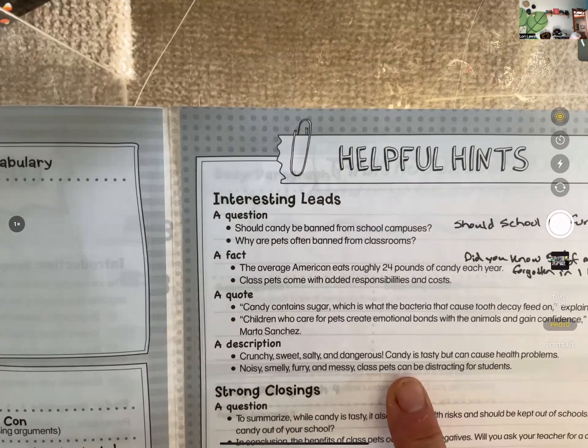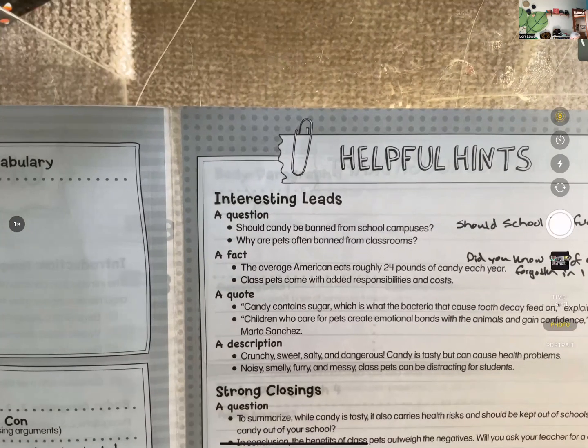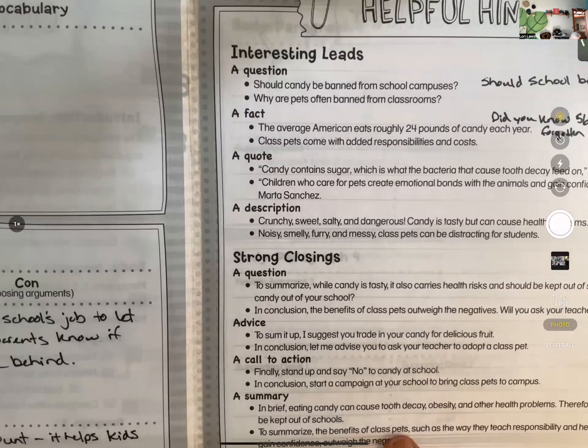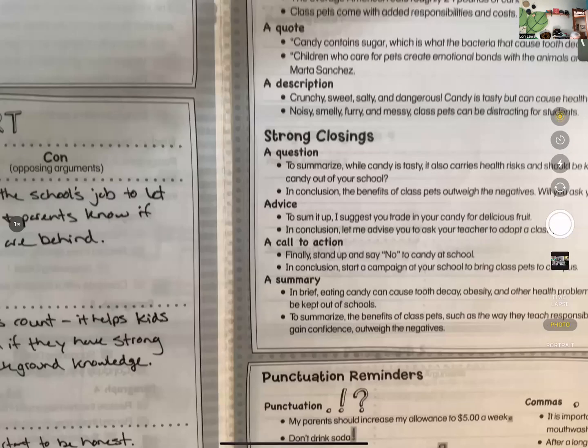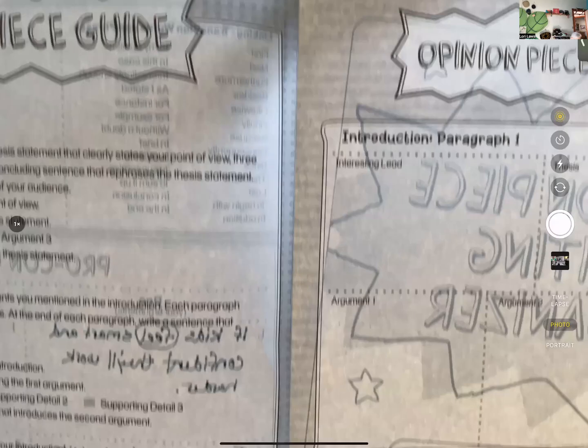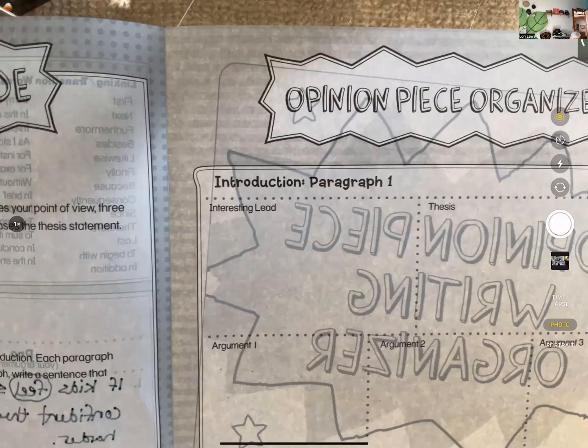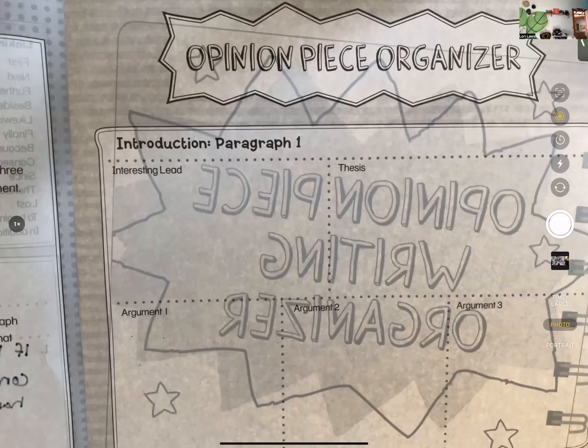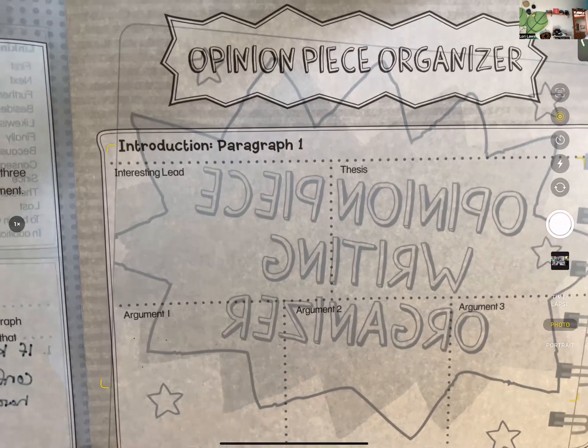So if you're stuck on the hook, this is a great place to go. Strong closings that we'll use later. Some punctuation reminders down here to help you out. And then it's got the plan. What I like about this plan over the other plan is it's really got everything. So it's got the interesting lead, which I think I'm going to start with.